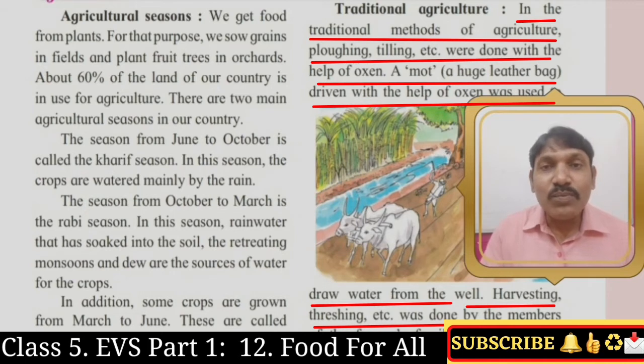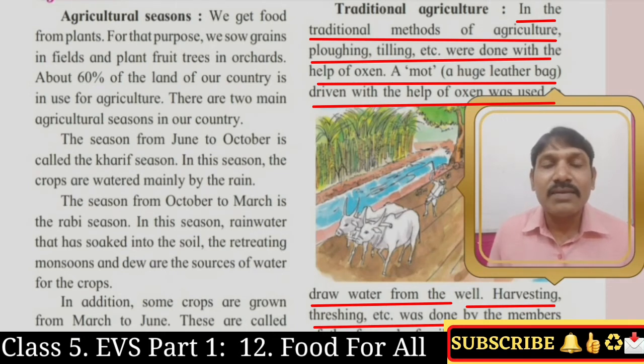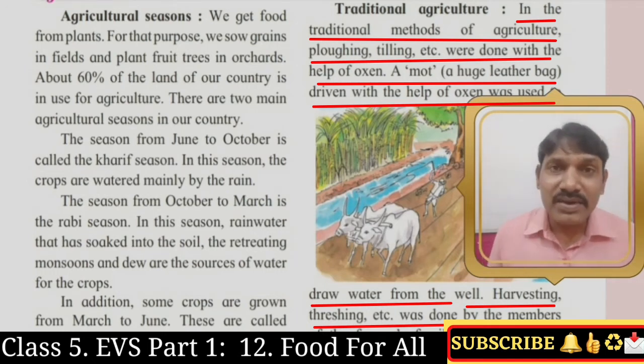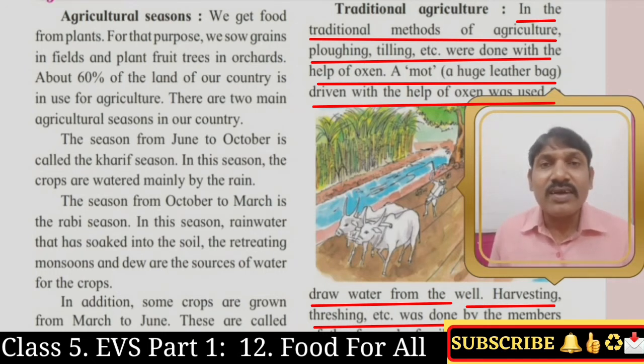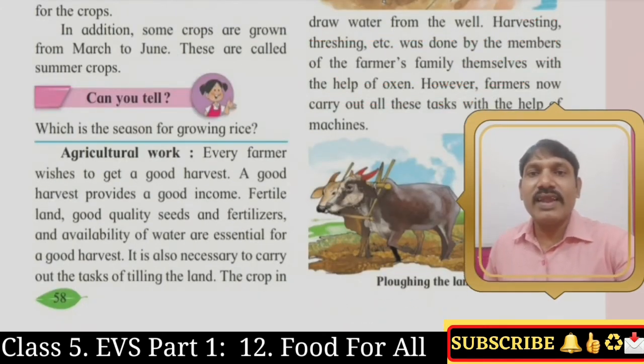So water is pulled with the help of that bag from the well, and the water is given to the farm. Okay students, as well as the harvesting, threshing, etc. was done by the farmer's family members. So all these works are done by the members and with the help of animals. Okay students, so this is the traditional method of farming. Okay students, next we are going to see what is next.